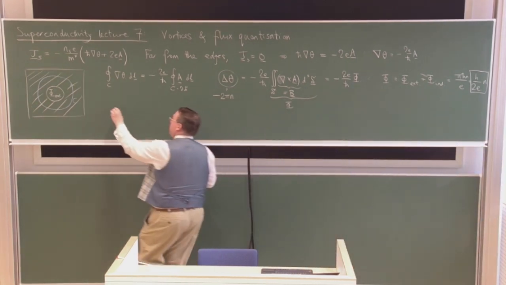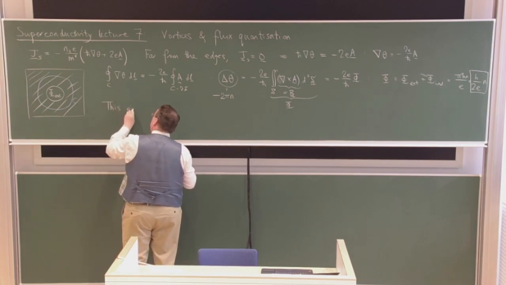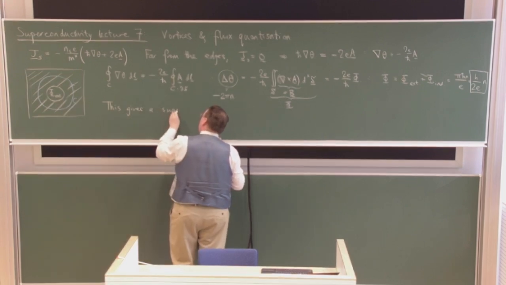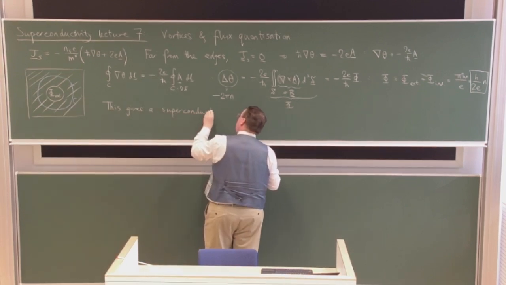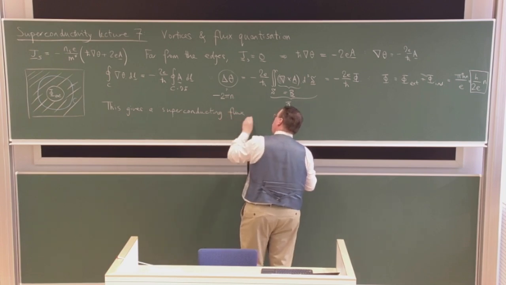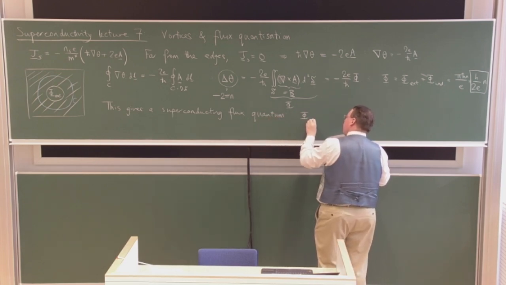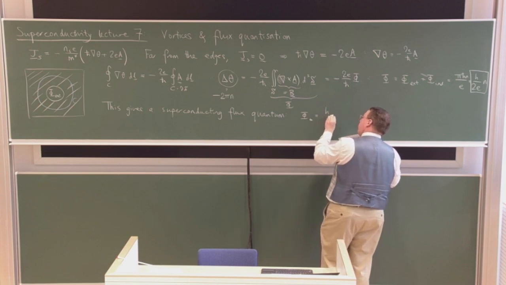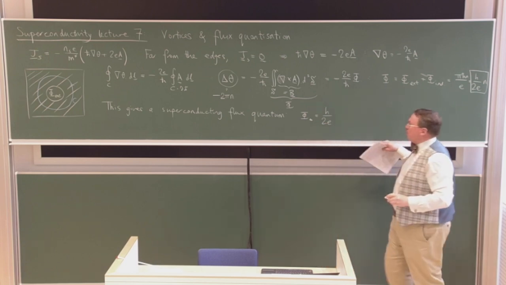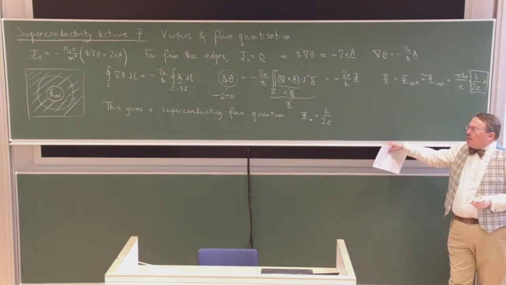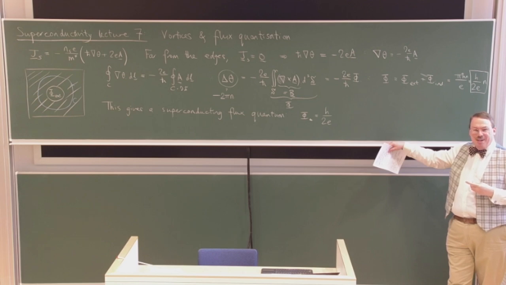So this gives a superconducting flux quantum, often written as phi naught, which is Planck's constant divided by twice the positron charge. It's twice because that's the thing that we put into the Ginzburg-Landau theory, because of the experimental observation that it was a better fit to the data. We all sort of know that it's coming about because these bosons are pairs of electrons.